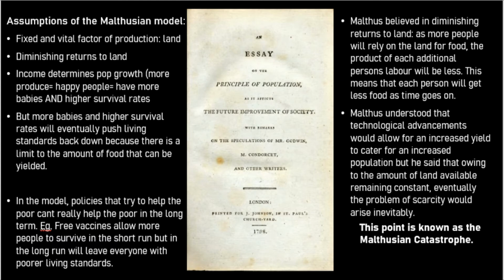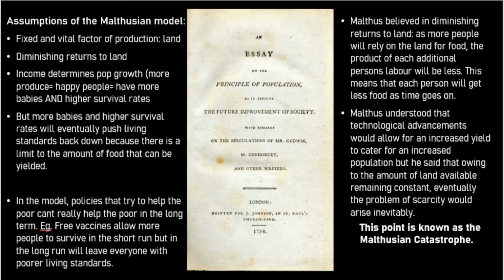This was encompassed in the assumptions for his model, which include a fixed vital factor production of land, diminishing returns to land, and that income will determine population growth, so that more produce will result in happier people who will have more babies, and more people will survive owing to technological advancements as well. However, higher survival rates would eventually push living standards back down because there would be a limit to the amount of food that could be yielded, and people would starve.